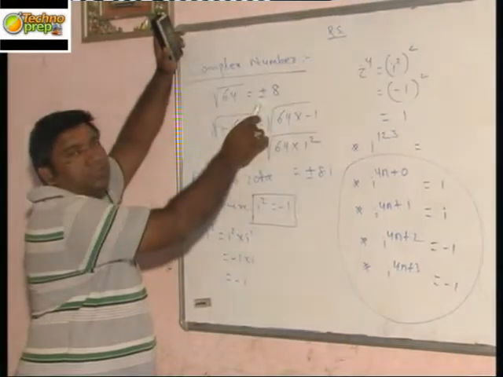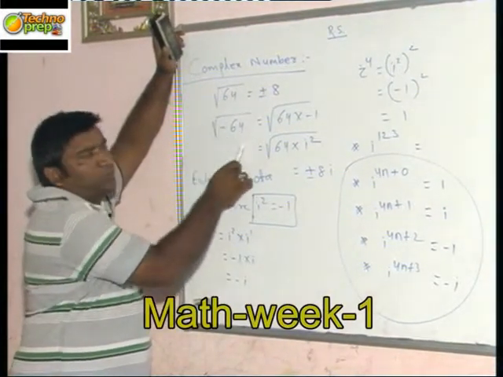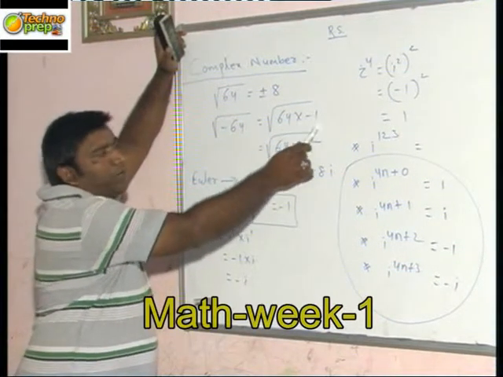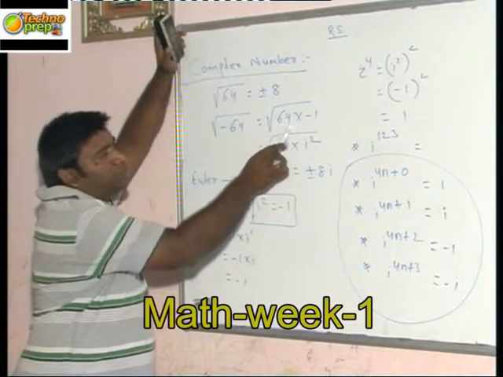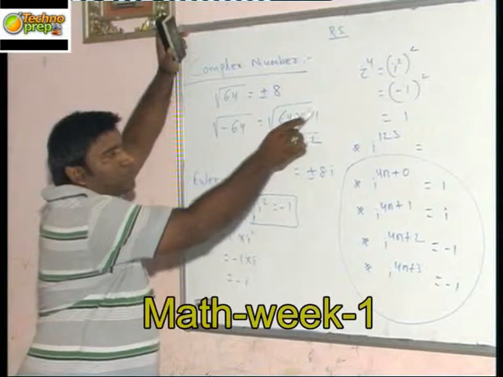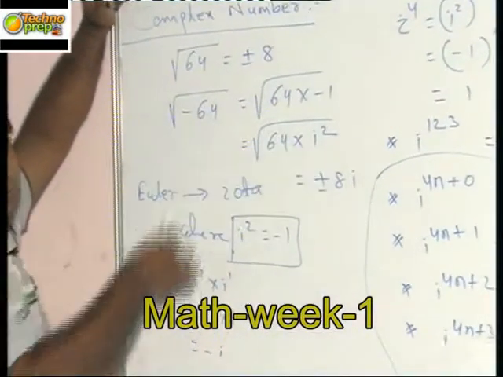We can say this value is plus minus 8. Similarly, the root of minus 64 is the problem, which is 64 into minus 1. We know that the root of 64 is plus minus 8, but no number squared equals minus 1, so we cannot find the root of a negative number.